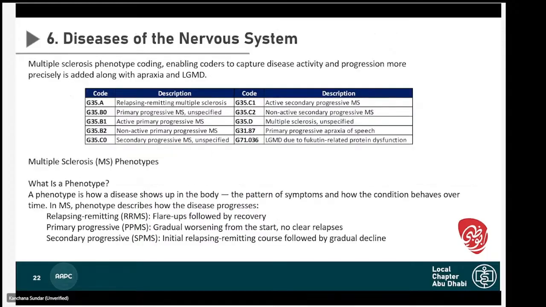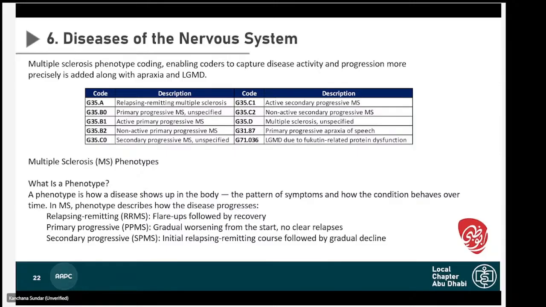We'll go to the next one, multiple sclerosis. The nervous system chapter is all about multiple sclerosis with these changes. So multiple sclerosis phenotype coding has been introduced with specificity in this 2026 edition. So multiple sclerosis is now no longer a single code. Multiple sclerosis has a lot of classifications according to its phenotype. And when I went back and looked up what phenotype is, in simple words, it is how the disease shows up in the body.